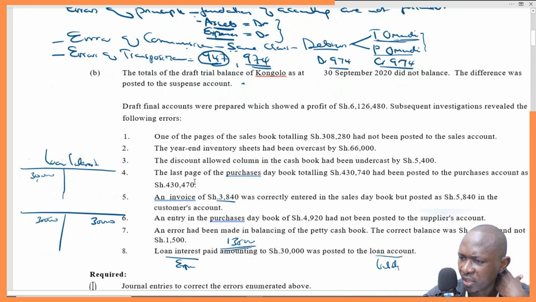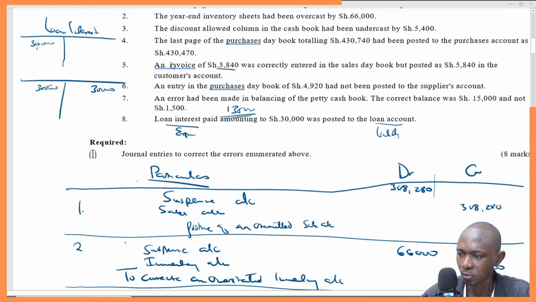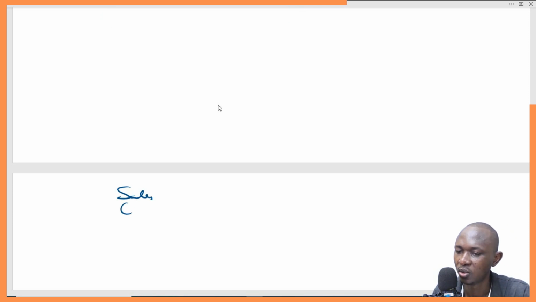One of the pages, that one you are done. The year-end inventory had been overcast by 66,000. What is the effect of overcasting year-end inventory? You know, year-end inventory is found in the cost of sales. Let me just use this as my work. We have sales, then we have cost of sales. Cost of sales, you have opening stock plus purchases minus closing stock.